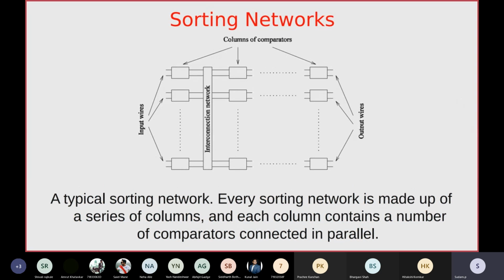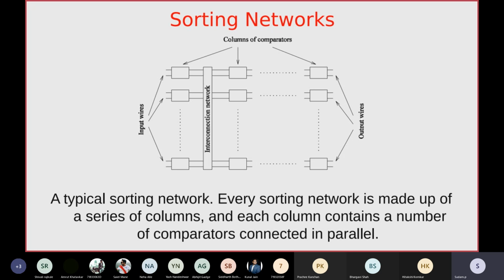Because this diagram is showing the typical sorting network. It is having a number of columns of parallel comparators, which are in parallel fashion. A typical sorting network is shown here, and every sorting network is made up of a series of columns. Each column contains a number of comparators connected in parallel, as discussed.